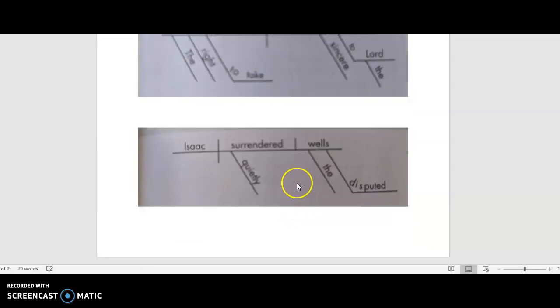Let's see. Here is another one. Isaac quietly surrendered the disputed wells is the original sentence. And I didn't put the original sentence up there, so that doesn't help us very much. But Isaac surrendered what? Wells. There's our direct object. But we learned that they were disputed. And so there is our verbal adjective. It's disputed. It's got an ed on it. It tells us what kind of wells. They were disputed wells. And so you see here how they are diagrammed.